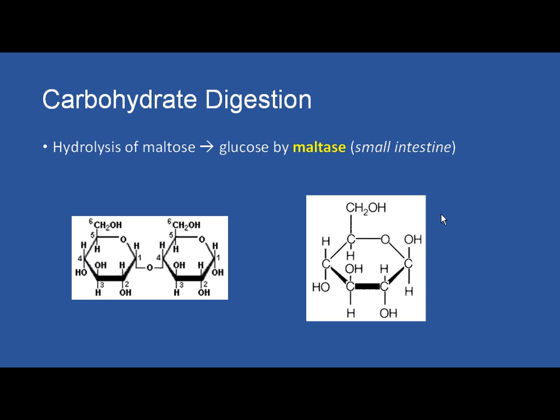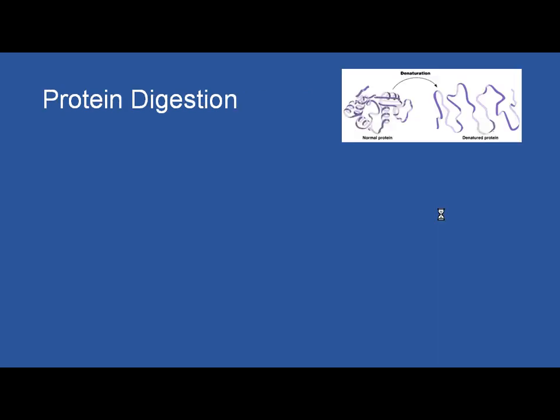So that is carbohydrate digestion. We're done. So salivary amylase, pancreatic amylase, turning starch into maltose, and then maltose into glucose by maltase. So there you go. Carbs, done. What about proteins?